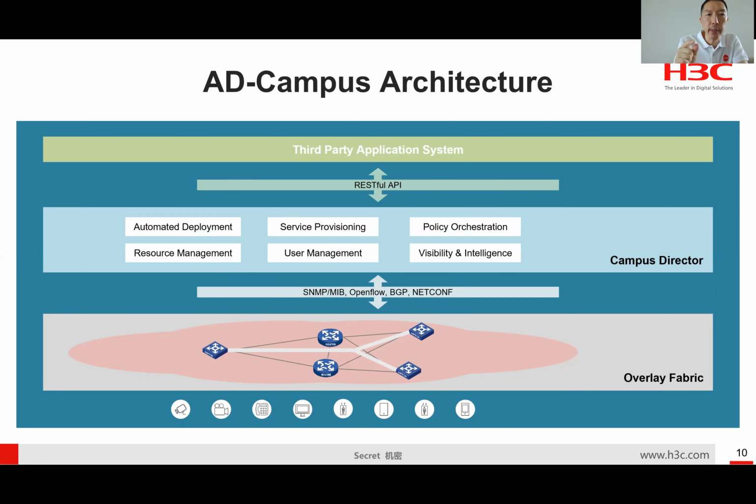And also, we have another upper layer. You see the RESTful API. The RESTful API is another interface from our controller. If you are going to integrate a third-party application in the network, I may want to put some applications to monitor in more detail some of the user devices, right? Then you need to connect to the brain. You need to connect to the director.